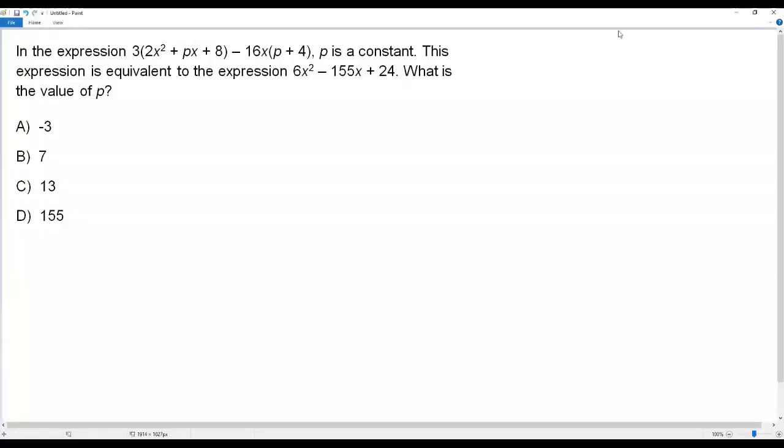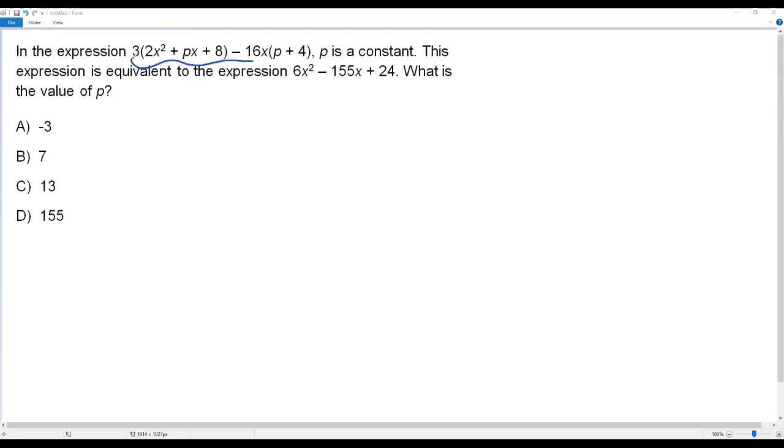Here we have a SAT math question. Okay, let's go through the information. In the expression 3(2x² + px + 8) − 16x(p + 4), p is a constant. This expression is equivalent to the expression 6x² − 155x + 24. What is the value of p?